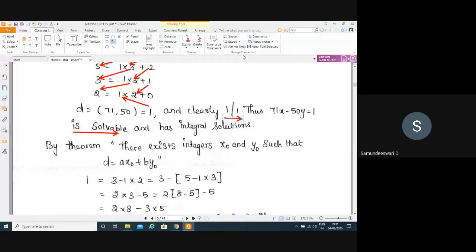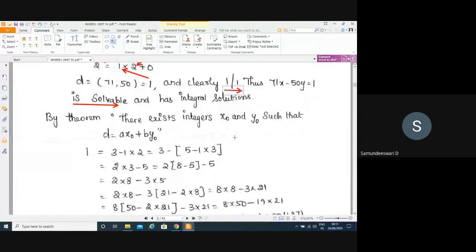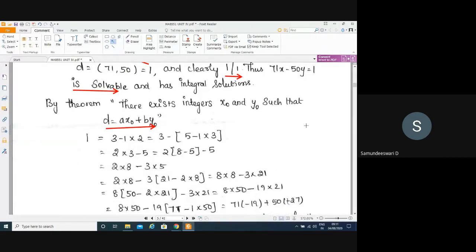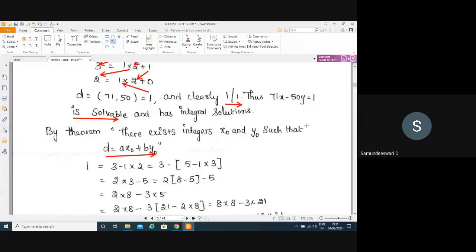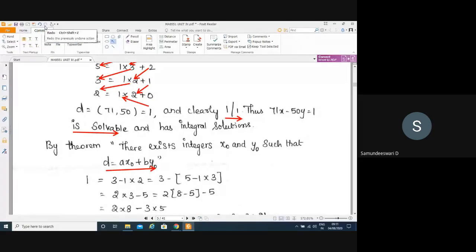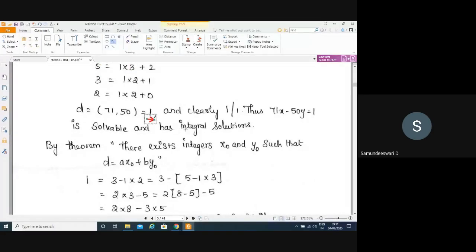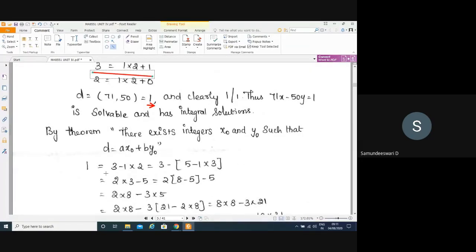Next I'm going to find the particular solution x naught, y naught, in the same way using the Euclidean algorithm in reverse order. First you have to choose the format D equal to A x naught plus B y naught. So what is the GCD? 1 equal to, in the Euclidean algorithm, 3 minus 1 into 2. So the GCD is equal to 3 minus 1 into 2.